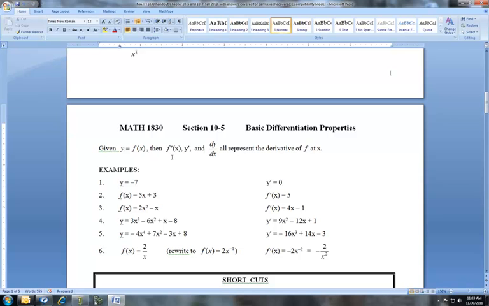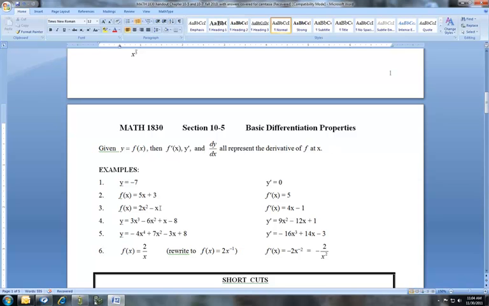Now, which one I use is dependent on how they give me the problem. If they give me y, I indicate y prime. If they give me f of x, I indicate f prime of x. If they give me g of x, then I'll do g prime of x. All of these represent the derivative of that function with respect to x.